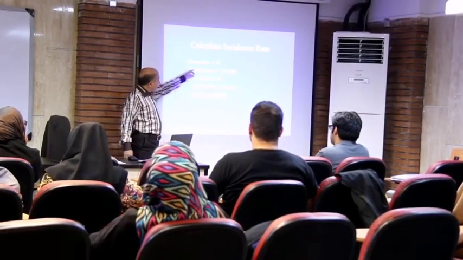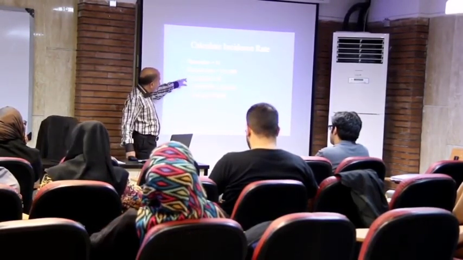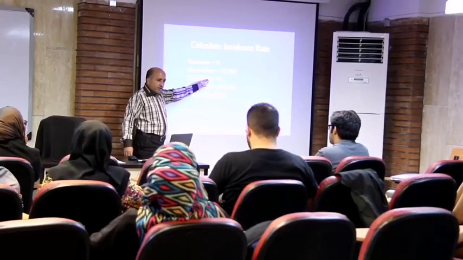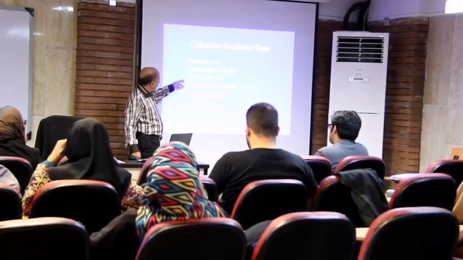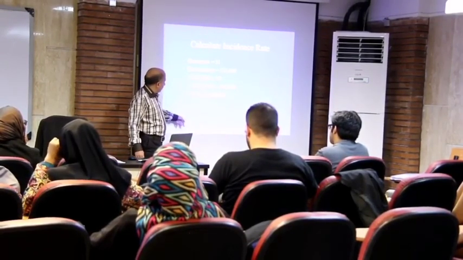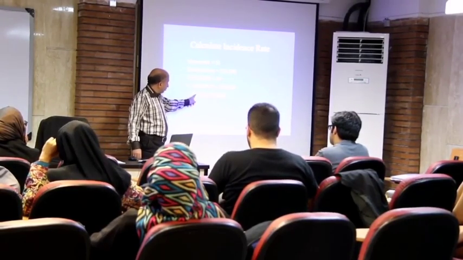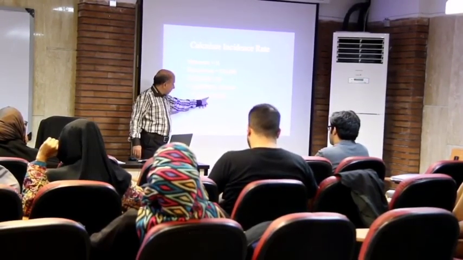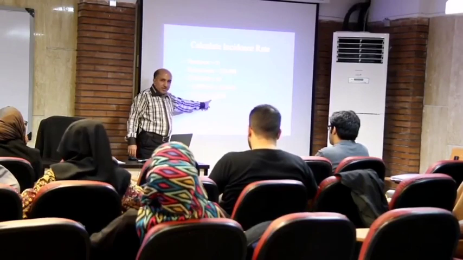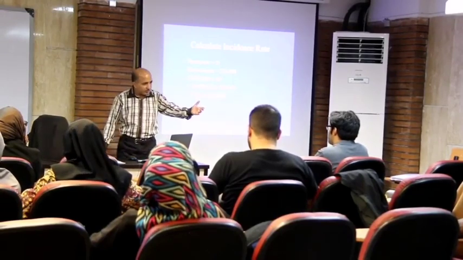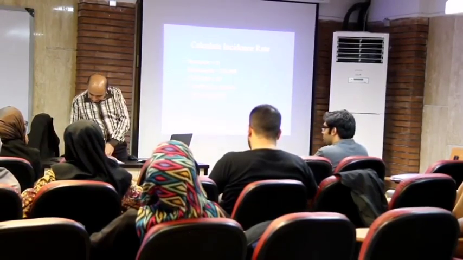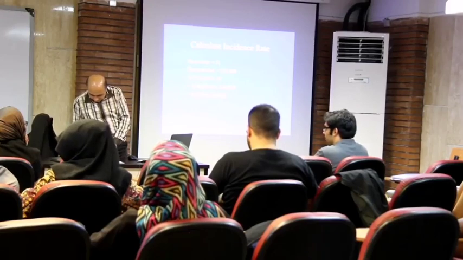So the numerator is 51, the denominator is 552,000, and as you can see here, 9.24 per 100,000. Thank you very much. Your name? Sohail Mohammadi. Yes.